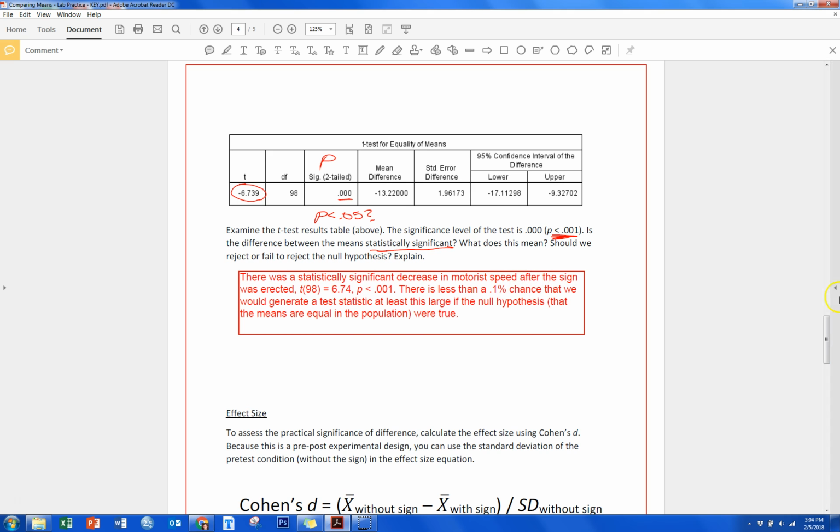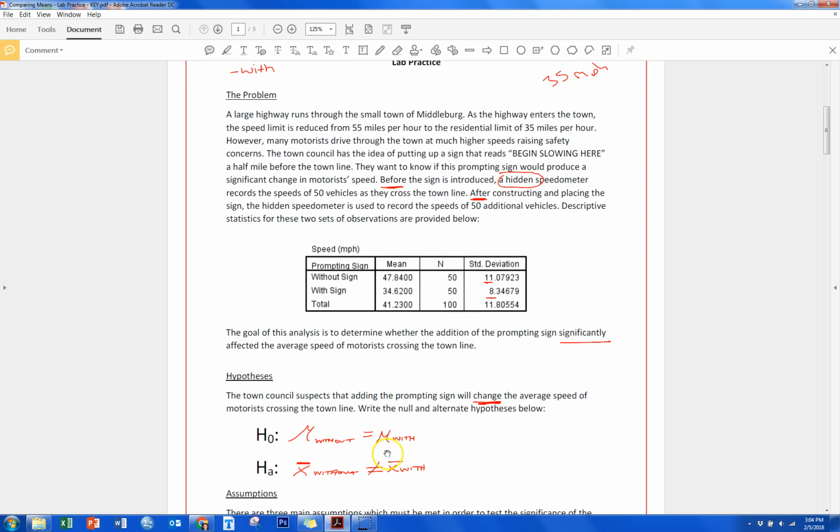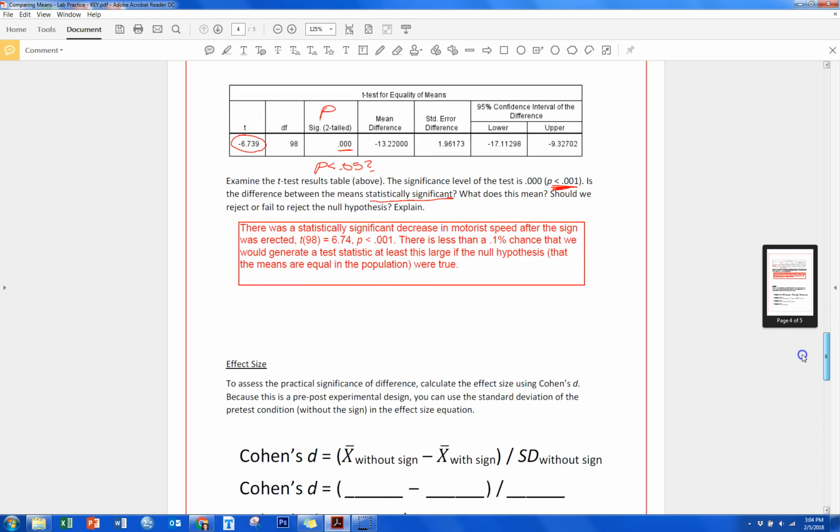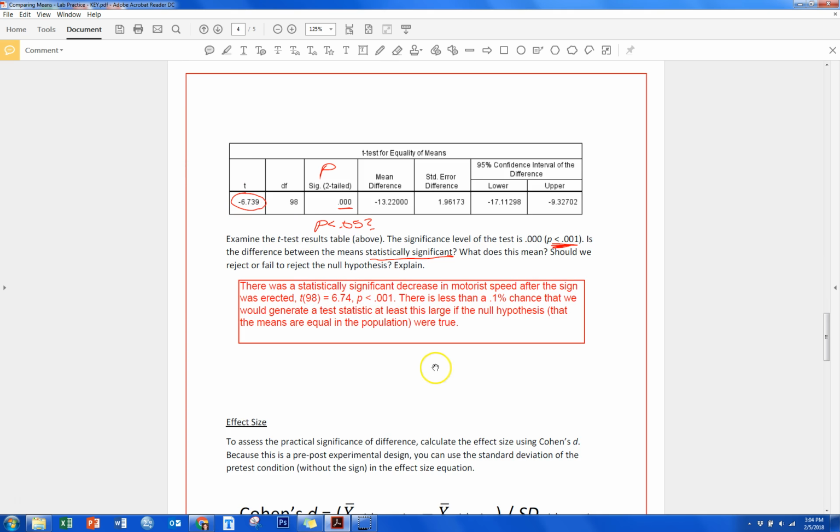Okay, so if the null hypothesis were true, out in the population, there's no difference. So if you were to have this infinite number of hypothetical people driving with the sign, without the sign, if there really was no difference, and yet we were able to randomly collect these data and come up with this test statistic, the 6.7, there's only a 0.1% chance, less than a 0.1% chance that would happen. It's very unlikely that we would get such a large test statistic if that null hypothesis were true.